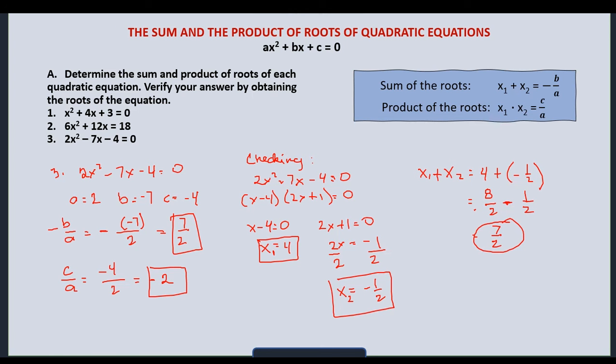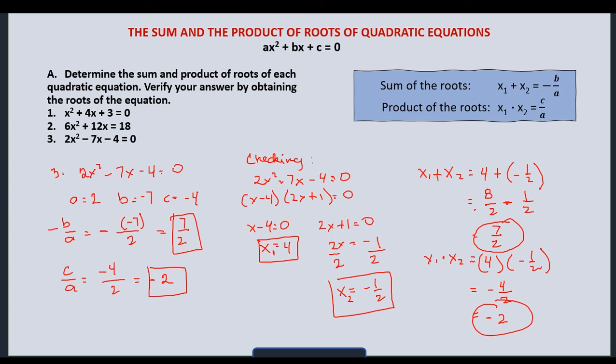And for the product of the roots, I have here x sub 1 times x sub 2 equals 4 times negative 1 half. Multiplying them, 4 times negative 1 will give me negative 4 over 2. Of course, when you multiply two fractions, multiply the whole number with the numerator. And then, negative 4 divided by 2 will give me negative 2. So this is my product.